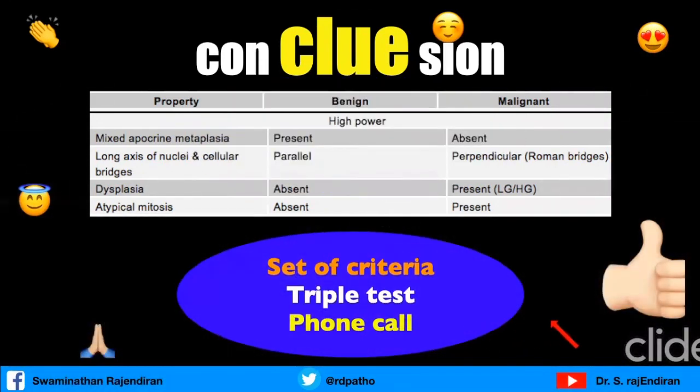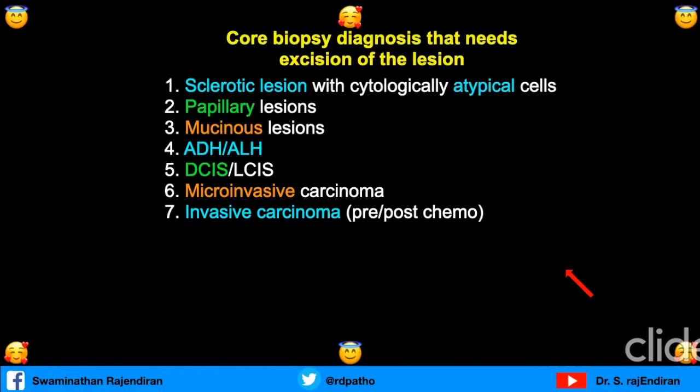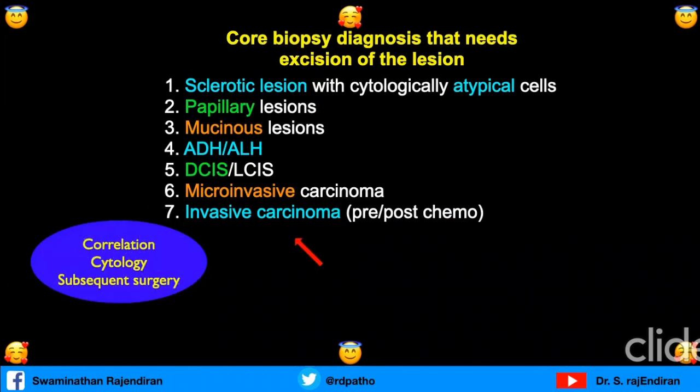So you use a set of criteria, follow the triple test, and whenever there is a problem, give a call to the clinician. And this final one, when you have to excise the lesion, when you see it in core biopsy: sclerotic lesions, papillary lesions, mucinous lesions, ADH and ALH, DCIS, LCIS, microinvasive carcinoma. When you have invasive carcinoma of high stage, before chemotherapy or post chemotherapy, to know the response, you have to excise. You should not do only core biopsy. This you have to remember. Okay, correlation, cytology, and subsequent surgery.